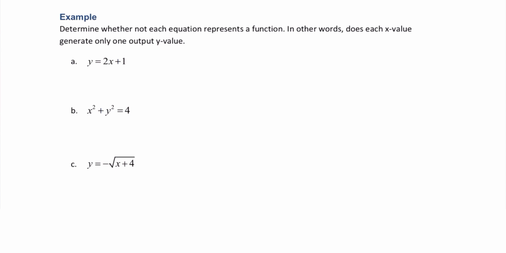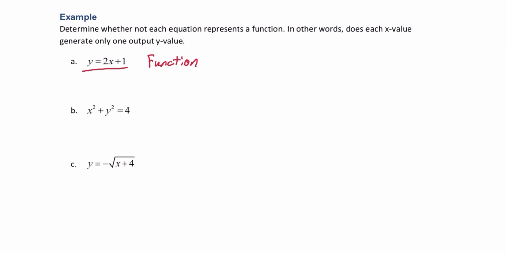Notice in the first example, y is by itself already. Ask yourself the question, if I plug in any number for x, will it ever return more than one y value? And the answer is no. No matter what you plug in for x, it's only going to generate one y value. So that means this first example is a function.